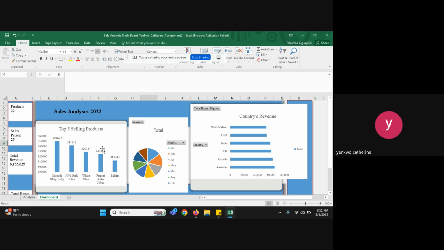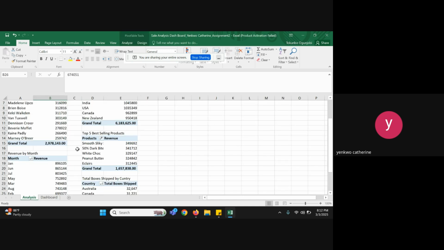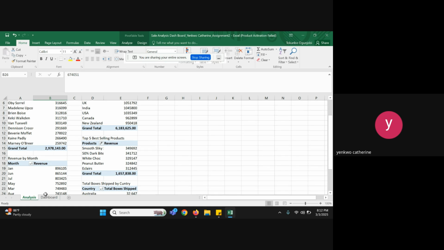So in the graph here, I have only 3 out of the, I think, 6 analyses that we did. We have our top 5 selling products, the first one being Smooth Silky Salt. Smooth Silky Salt is the highest selling product, and Eclairs is the lowest among the 5. And also the performing months. Sorry for the months, mine is not very clear. From this pie chart, you cannot get the appropriate pictorial view. So I'll just come back here.